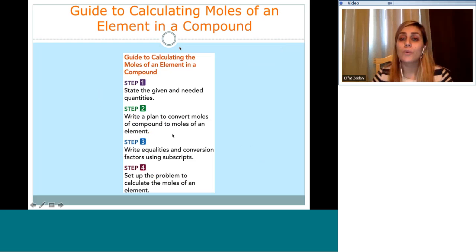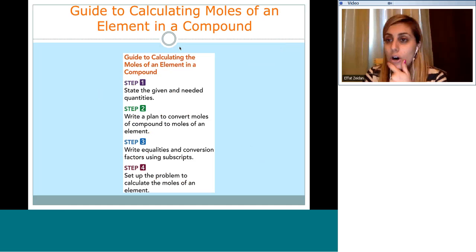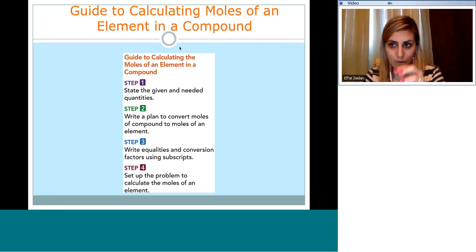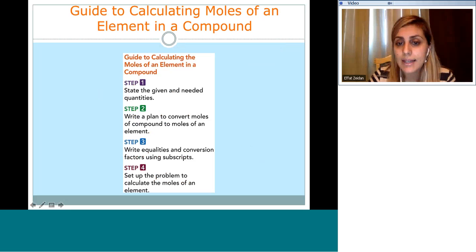So when we are calculating moles of an element in a compound, when we are asked, for example, in this compound, how many moles of carbon do you have? How do we know? The way to do it is we use these conversion factors. We need to know that the number of moles is equal to the number of atoms of that element in that compound, and we write down our conversion factors. So we state the needed and the given quantities, the plan, and then write the equalities and conversion factors and set up the problem.